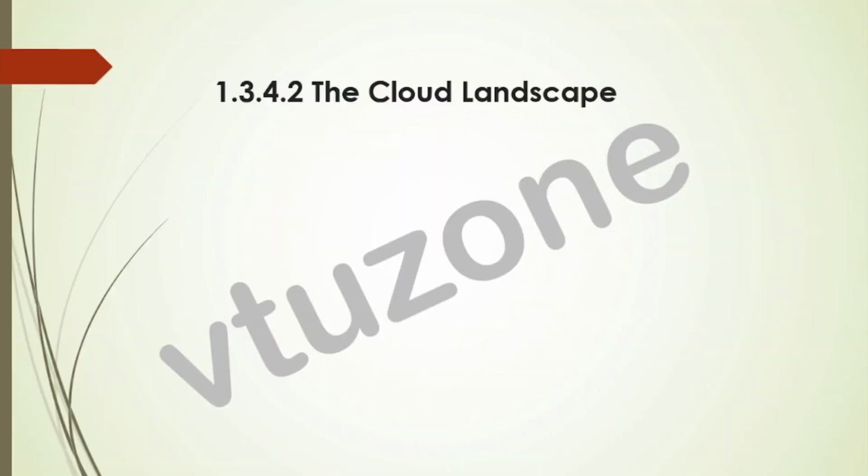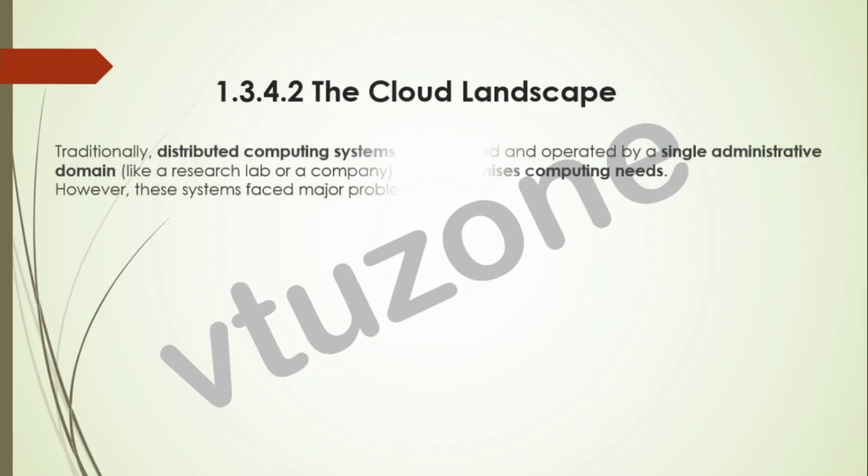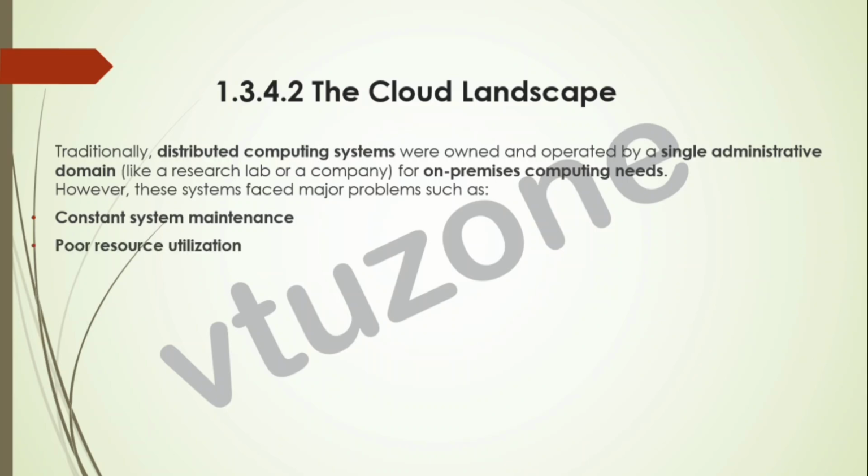Then the next topic is the cloud landscape. In the past, organizations like companies or research labs used to buy and manage their own servers and computers within their buildings. These systems faced major problems such as constant system maintenance. That is, they had to regularly fix and update their systems, which took time and effort. Then poor resource utilization. Often their computers were underused, so some sat idle while others were overloaded, which wasted resources.